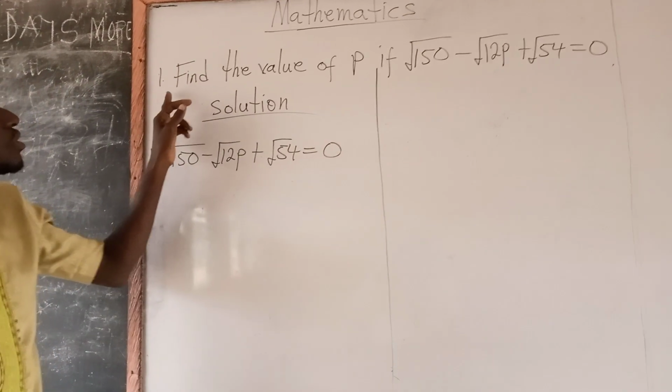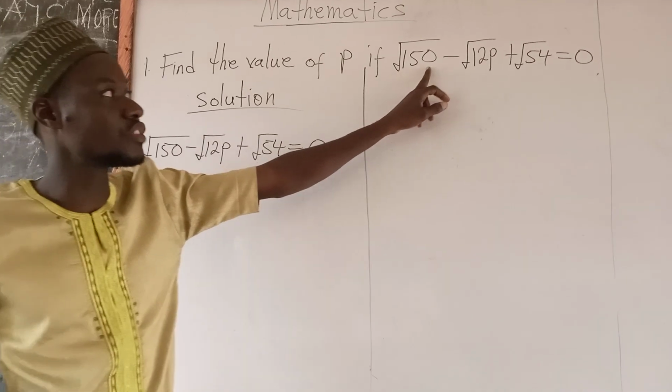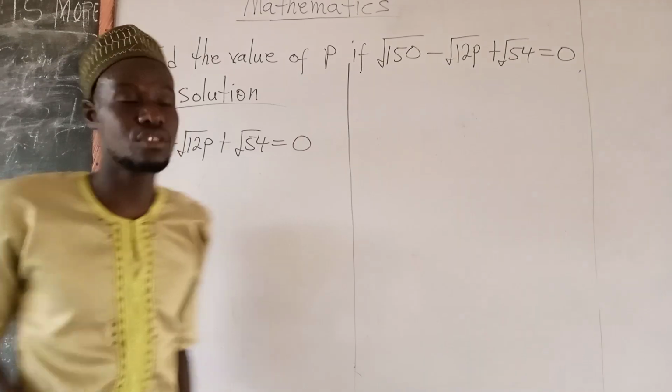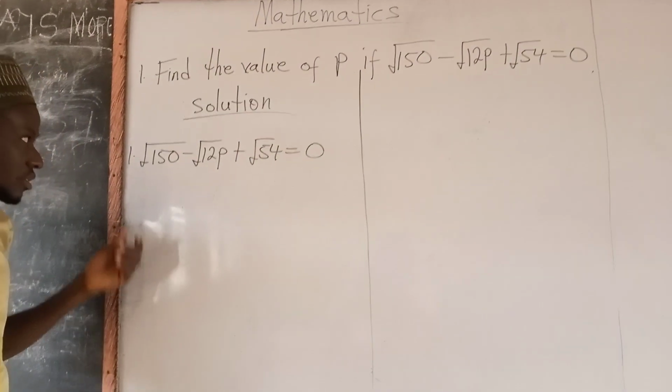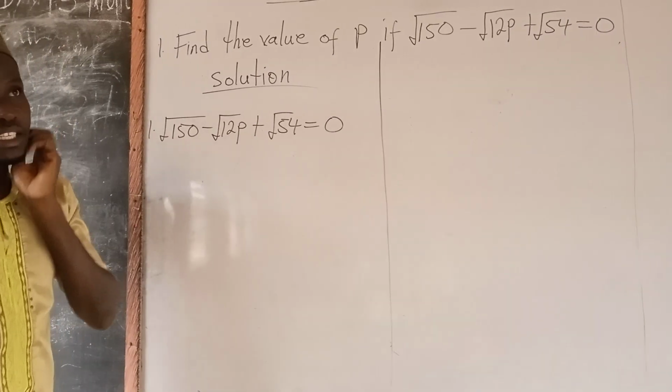In this episode video, we are going to solve this question. The question is that we should find the value of p if root 150 minus root 12p plus root 54 is equal to 0.